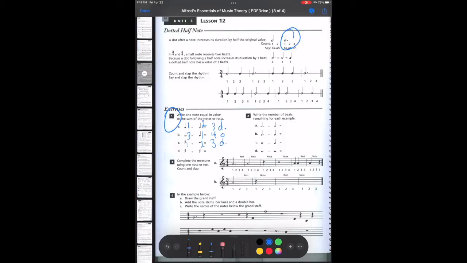And then keep going. Then this one says, write the number of beats remaining in each example. So this one, you're just doing subtraction. So do the subtraction in numbers, just like we did on the other side. 3, take 2 equals 1. What note is 1 beat? A quarter note. And keep going.